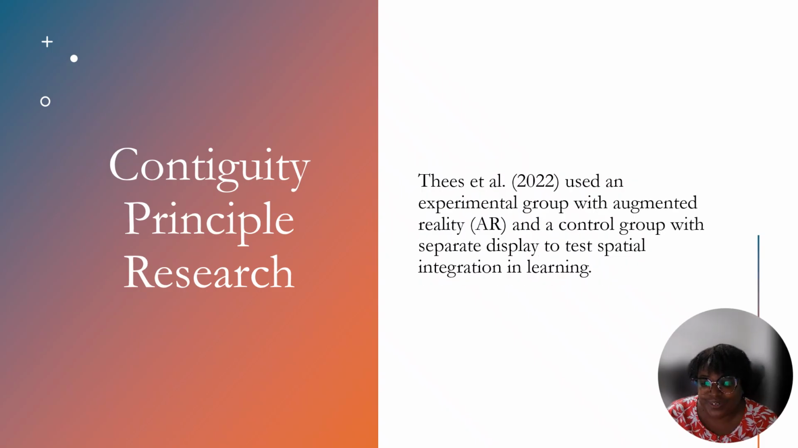Thies et al. 2022 used an experimental group with augmented reality, AR, and a control group with separate display to test spatial integration in learning. They hypothesized that the head-mounted display AR lab work would lead to reduced extraneous cognitive load and yield higher learning gains. Unfortunately, the hypothesis of Thies et al. 2022 was proven to be incorrect. They found that higher learning and lower cognitive load was found in the separate display group.